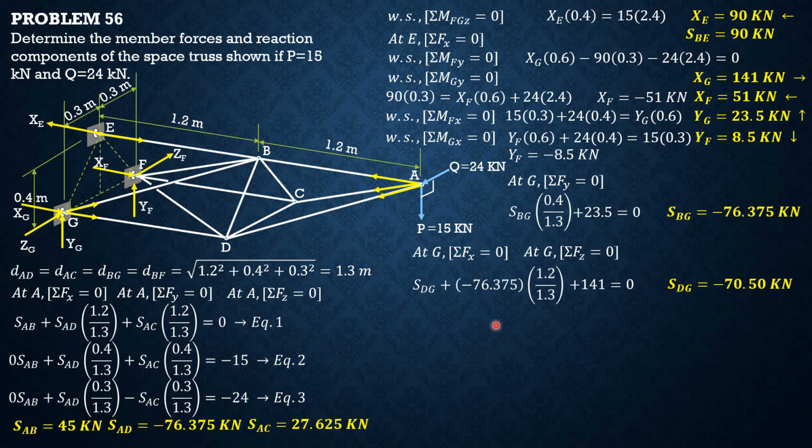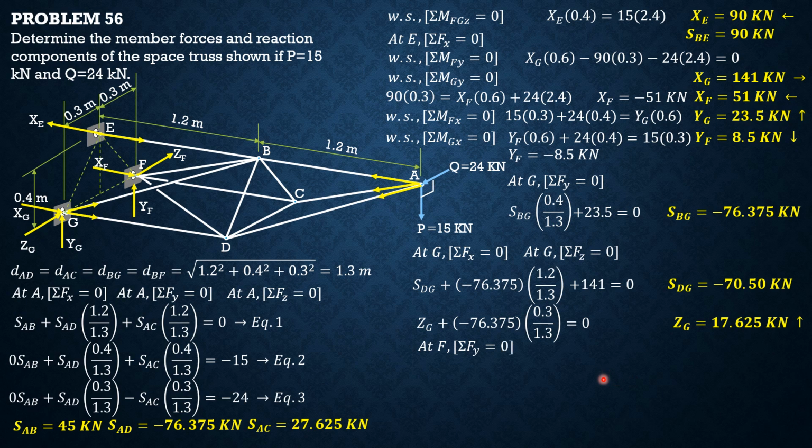We then solve for G sub Z, summation forces along z. So going in the negative direction as positive. So G sub Z plus SBG, which is negative 76.375 times 0.3 over 1.3, those are the only involved forces at G, equals 0. So G sub Z is in the negative direction, or backward direction, 17.625.